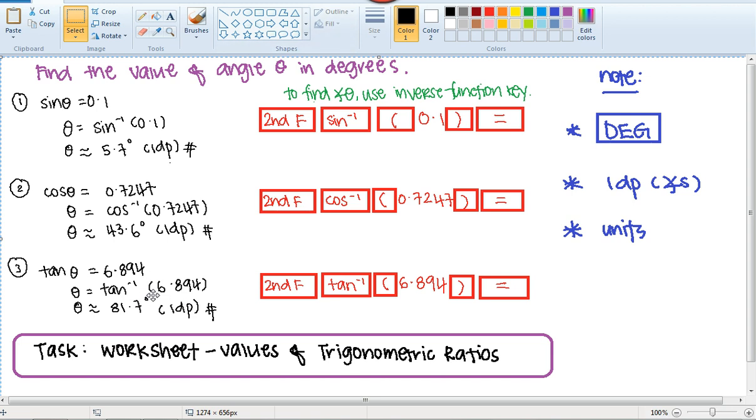Okay, with that, you're now all ready to complete the next task, which is the worksheet titled Values of Trigonometric Ratios.